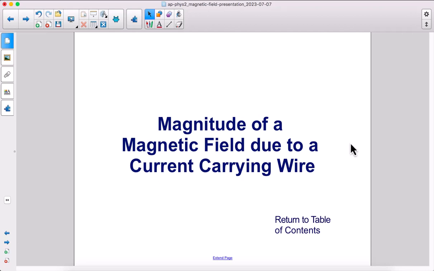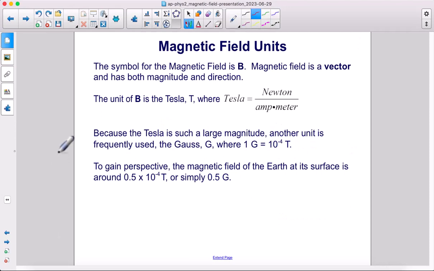Magnitude of a magnetic field due to a current carrying wire. The symbol for the magnetic field is capital B. Magnetic field is a vector and has both magnitude and direction. The unit of magnetic field is the Tesla, where Teslas are newtons divided by amp meters.